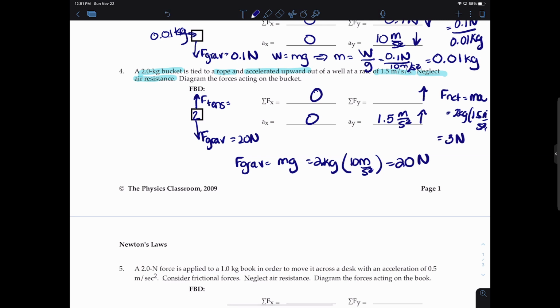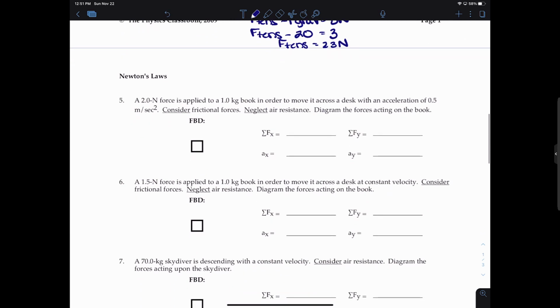So that ends up being 3 newtons, and it's upward. So F tension minus F gravity has to equal 3 newtons. We don't know what F tension is, but we know gravity was 20. And so then we can solve that F tension equals 23 newtons. All right, let's go on to number 5.